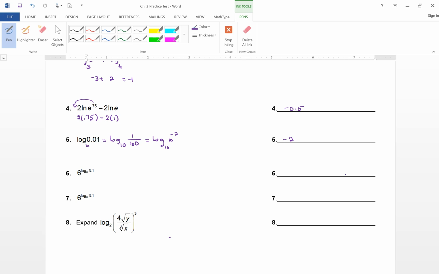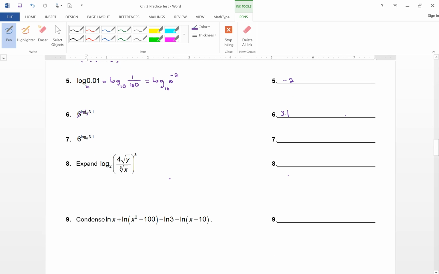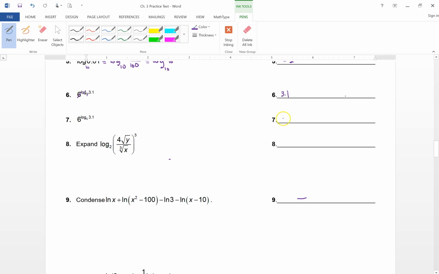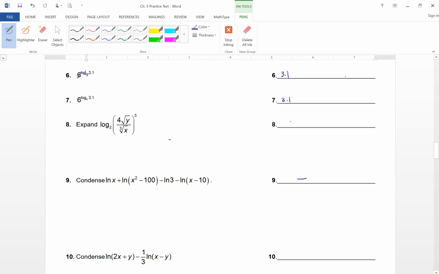All right, these are duplicates, so this goes away, and it's just 3.1. Okay? How do we show work for that? We just cross it out, right? Yeah, just cross it out. Also 3.1. So this I mistakenly duplicated. All right, so here, first the power will come down. And you have 4 root y over cube root of x.